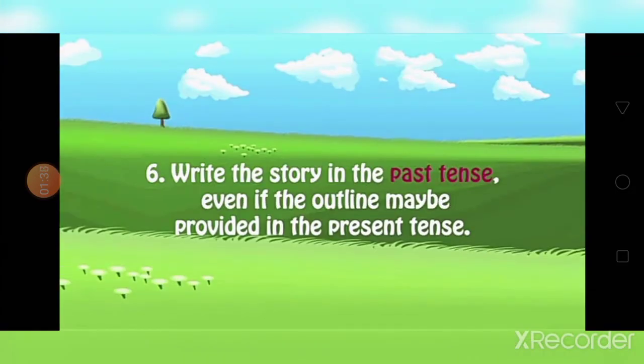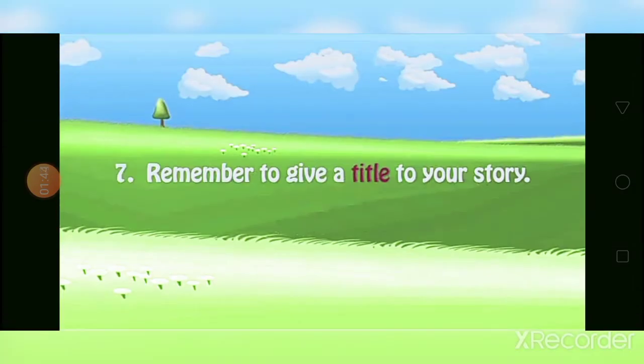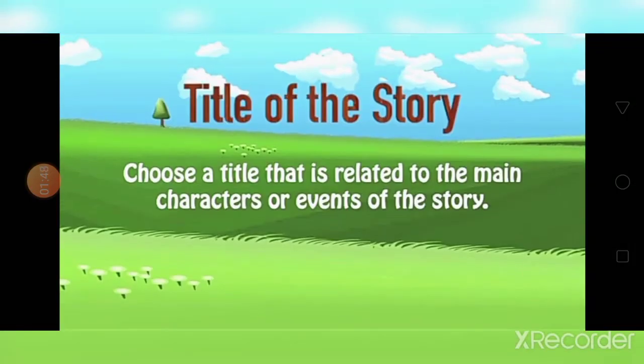Write the story in the past tense, even if the outline may be provided in the present tense. Remember to give a title to your story. Title of the story: choose a title that is related to the main characters or events of the story.